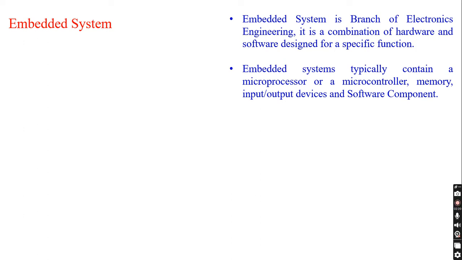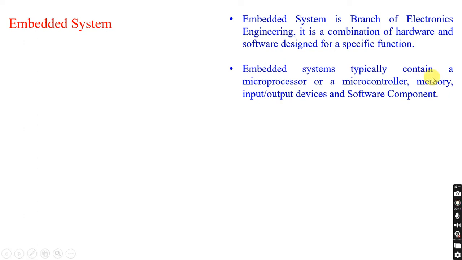This is a very interesting thing about embedded systems. It is a combination of both hardware and software. So we should have knowledge of hardware, and we should also have knowledge of software, right? Then an embedded system typically contains a microprocessor or a microcontroller, memory, input output devices, and software components. So this is a simplified definition.